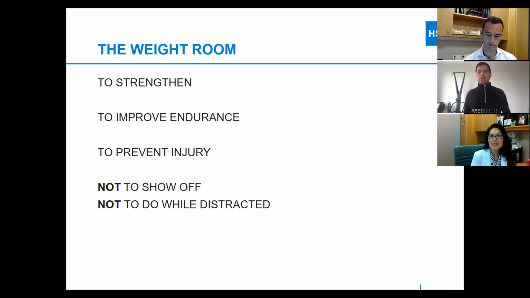The weight room is not a place to show off. It's not a place to be thinking about too many other things other than the exercise that you're really supposed to be doing. So it's very important not to be too cavalier when you're in the weight room or be distracted.